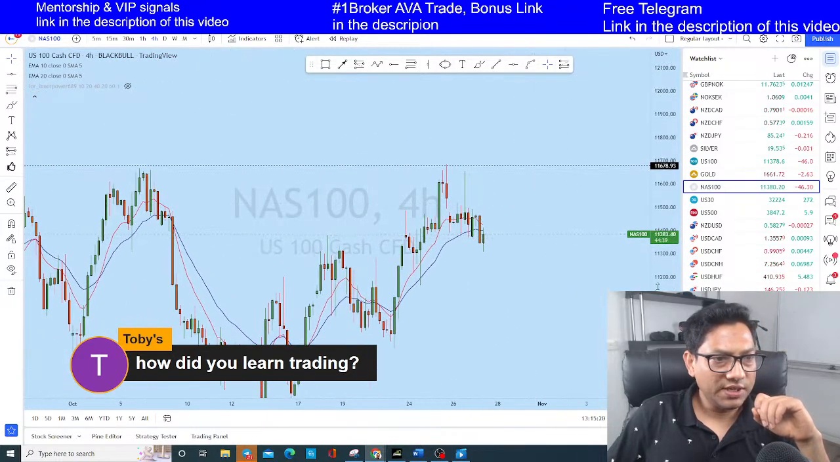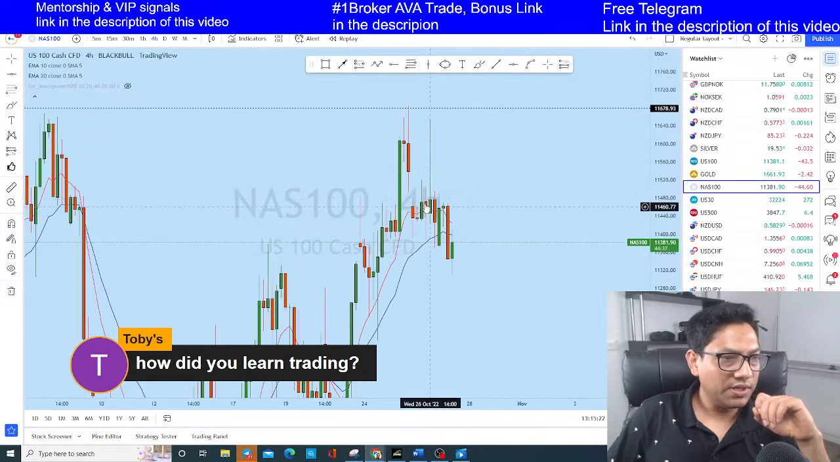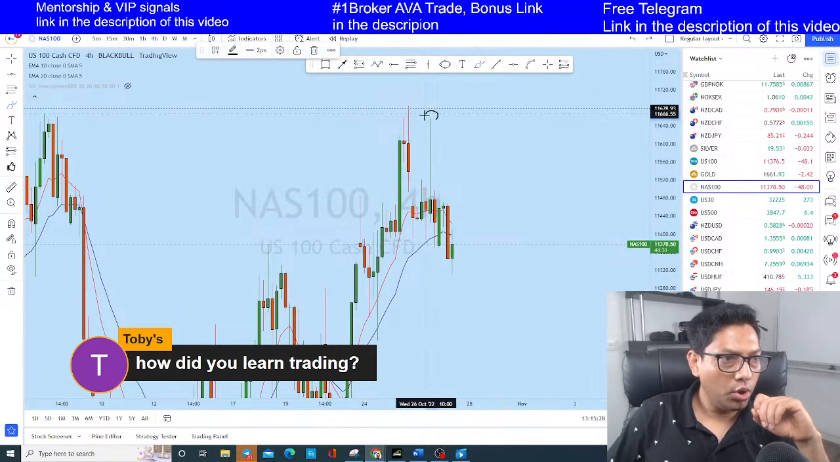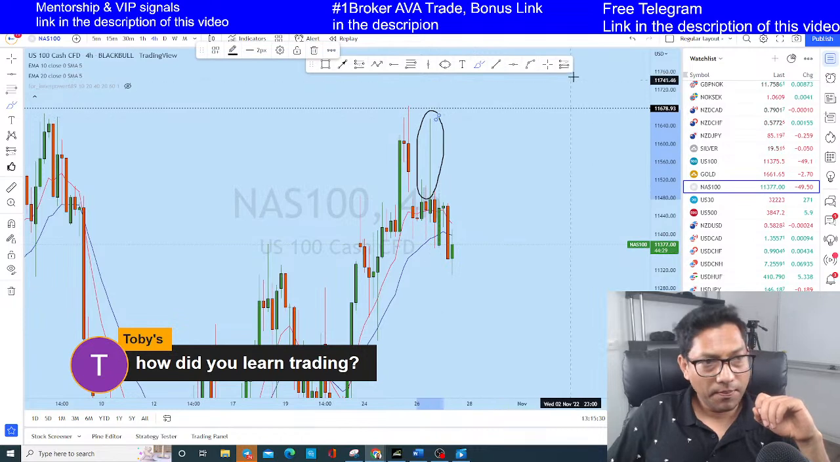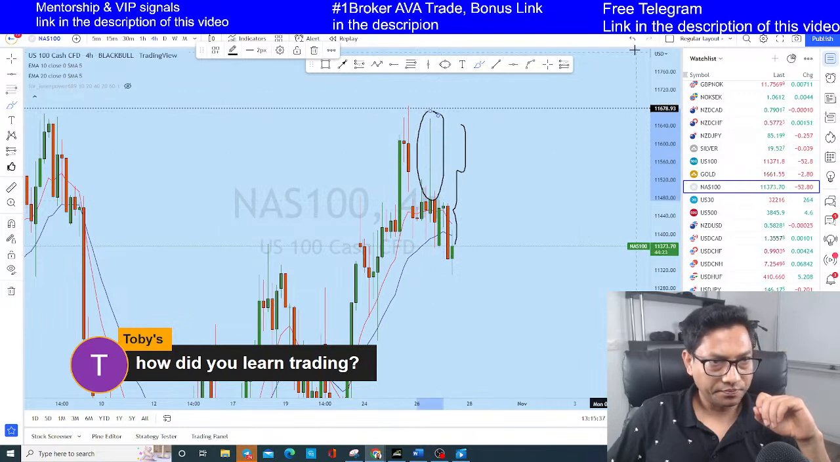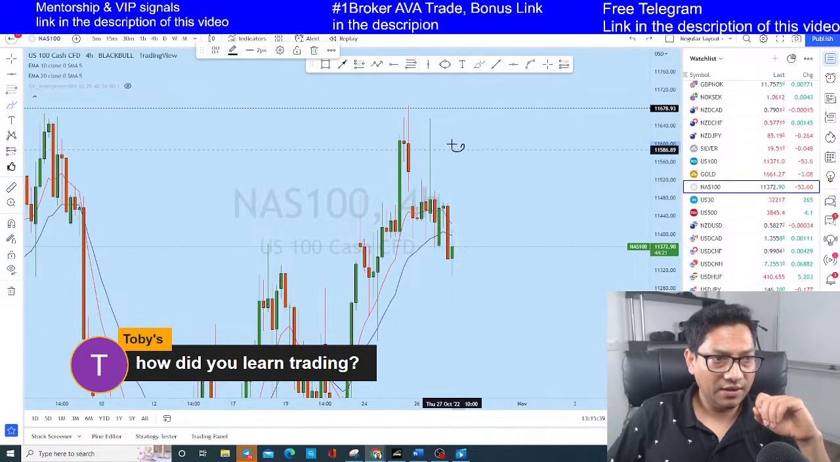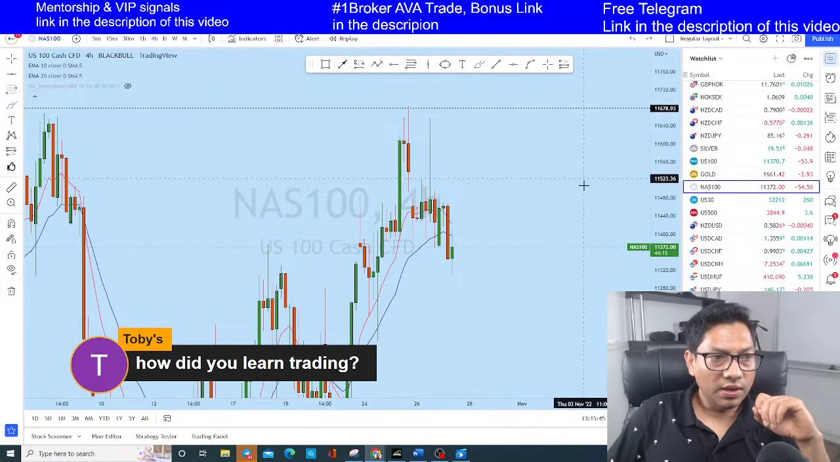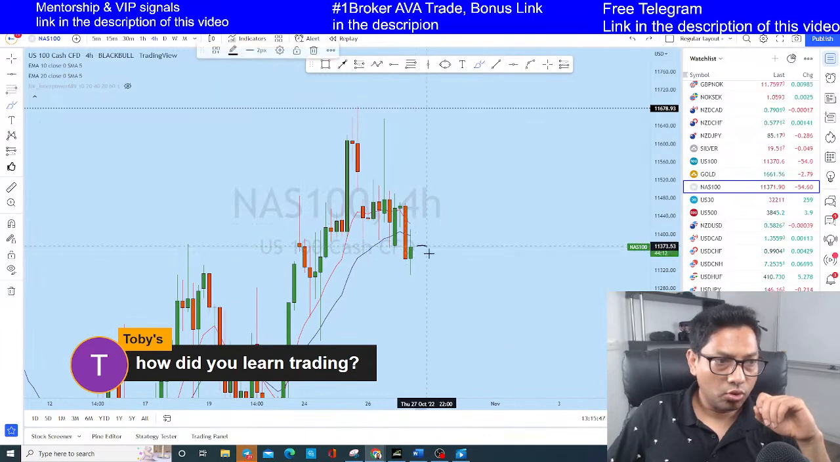Okay, so we see that NAS100 basically created a pattern reversal and then has broken down. You see the long wick candle. I think NAS100 might test this long wick, and then from here we could see a drop. Now it could even drop from here.